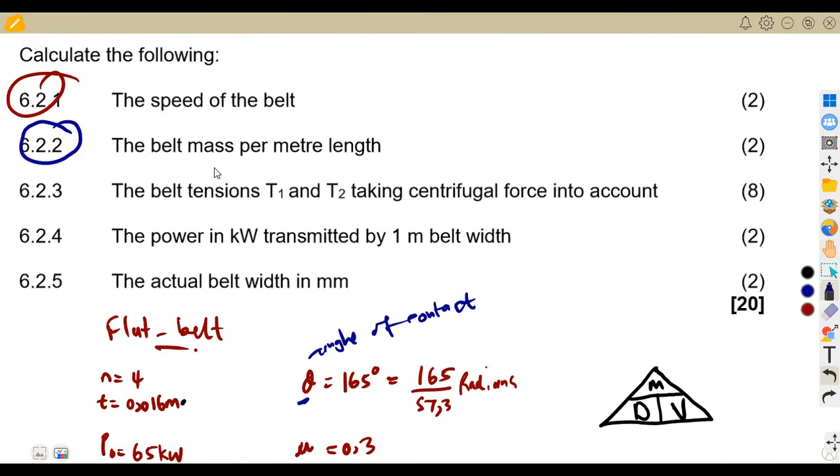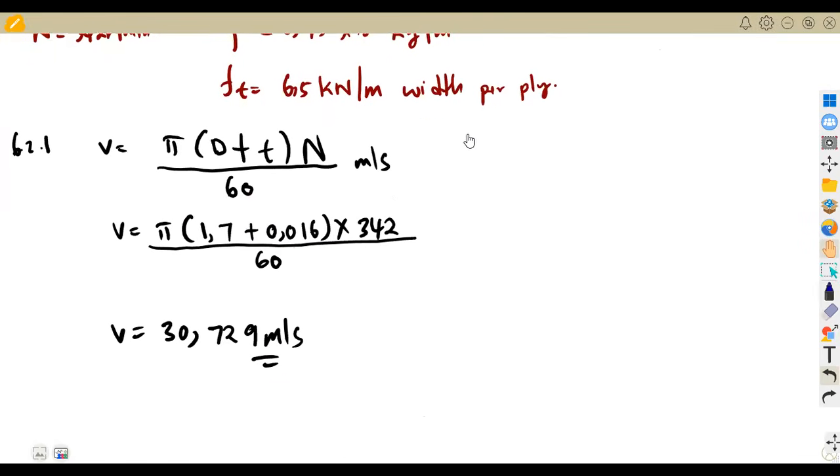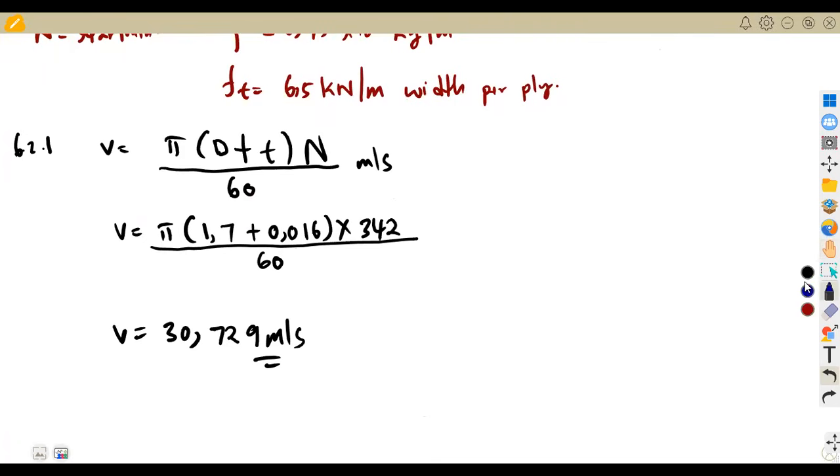Then 6.22, that is the belt mass per meter length. When you are saying per meter length, we are not given the length of the belt here, guys, which is fine. We can calculate the mass because the mass m is given. Let me just write it aside here. For 6.22, the mass m is given in kilograms per meter length.